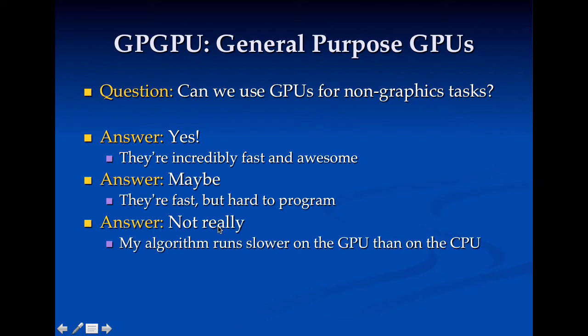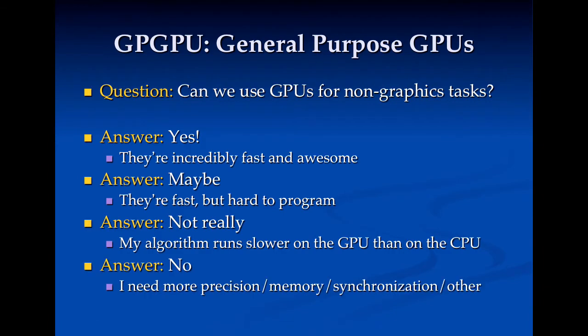Not really. It may be that you have an algorithm that's slower on the GPU than the CPU. As we'll see later, GPUs have tiny caches. If your algorithm relies on a cache, it may not run well on a GPU. And finally, the answer may be no. You may need something that isn't present on the GPU, such as more precision, memory, or synchronization. So depending on the type of program you have and how much money you're prepared to pay to rewrite the program, GPUs could be great for you, or they might not be useful at all.